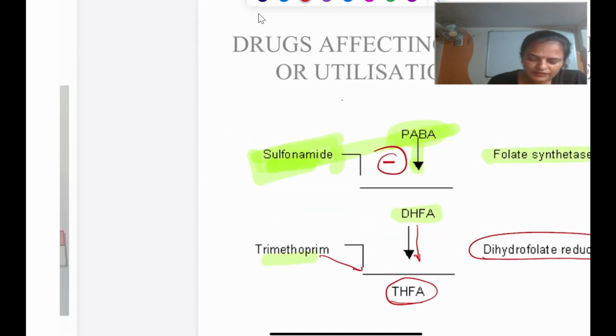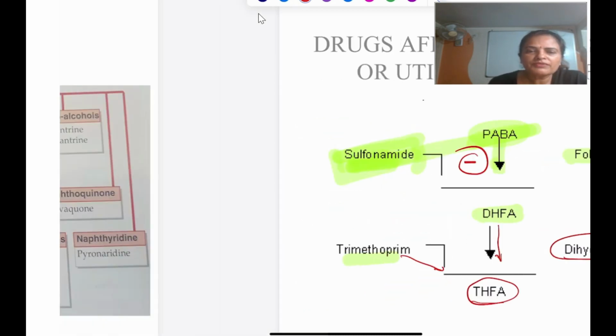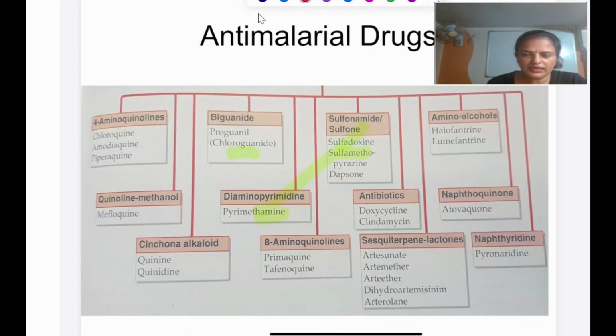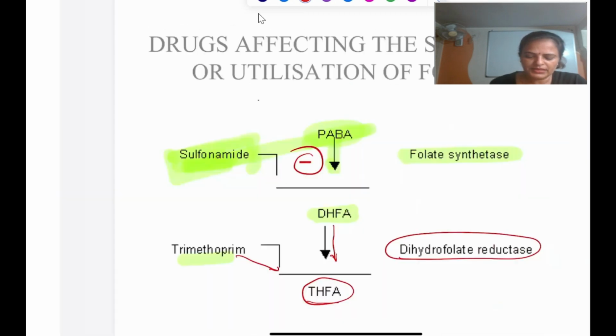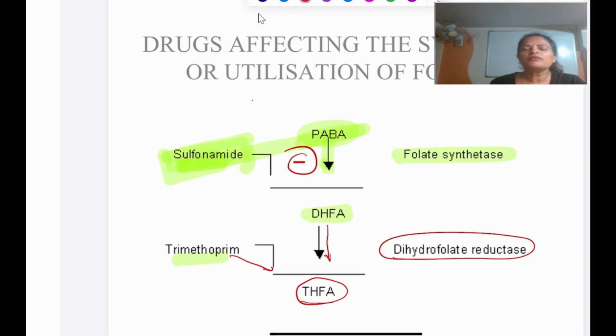Now, the sulfonamides which we are using as antimalarials are sulfadoxine, sulfamethopyrazine and dapsone, and the diaminopyrimidine is pyrimethamine. Now if we are going to give a combination of sulfonamide and pyrimethamine, then what will happen? They are going to block this in sequence. So there is a sequential block of this folic acid synthesis.